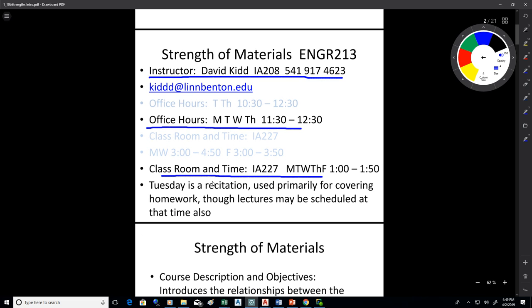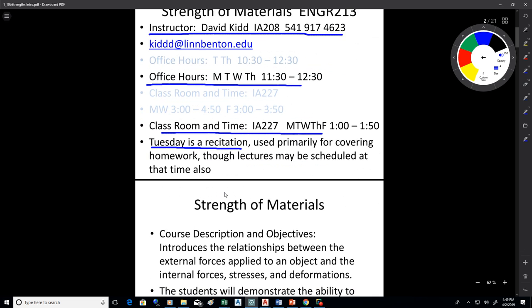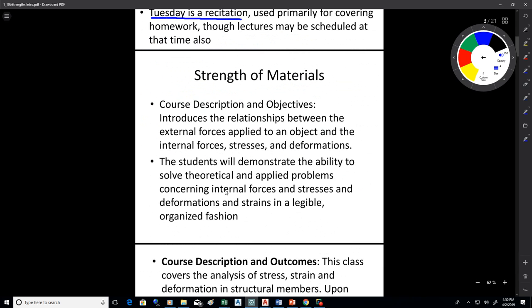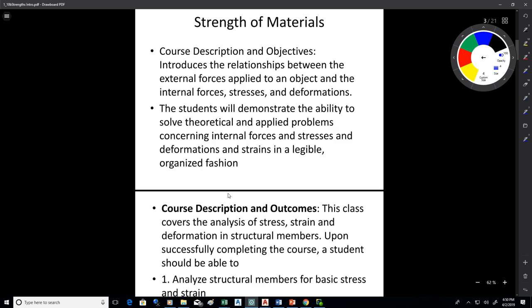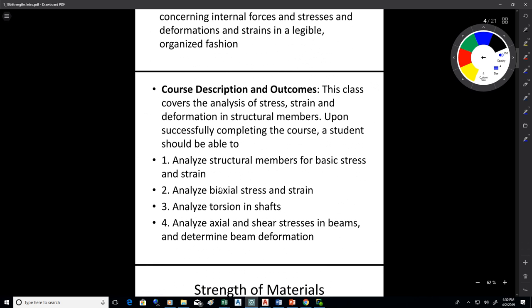Classes every day of the week from 1 to 2 in I-8225. Tuesday is often a recitation. We might use it to cover new materials sometimes, but we often do some recitation on Tuesday too. All right, so what we're going to do in this class is take what you learned in statics and apply it to structural members, as they're called. And we're going to go inside of the members and find the internal forces and stresses and deformations and strains.